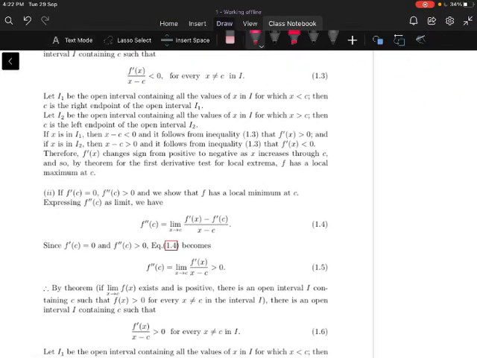So this implies we can observe that f dash of x by x minus c is negative for every x not equal to c in the interval I. Now let us take the graph here.